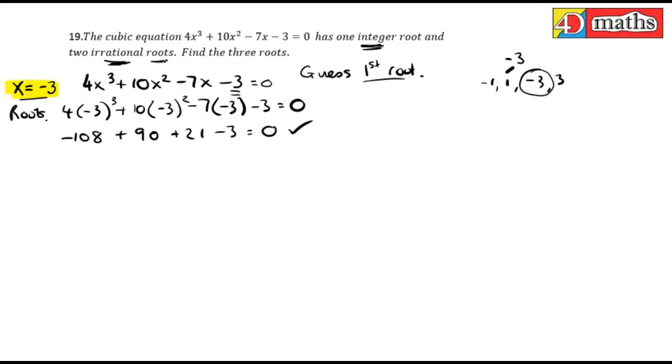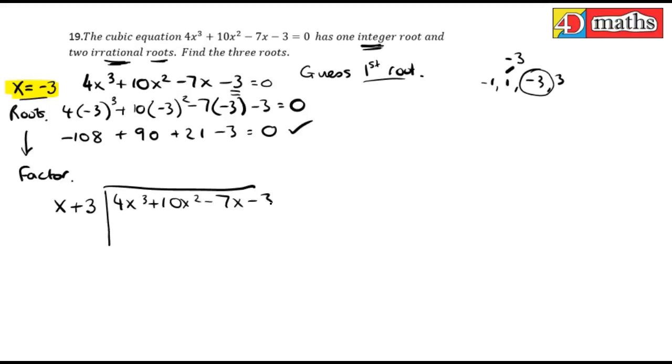In order to find the other roots then, what we do is we change this root to a factor. So this is going to be changed to x plus 3. And I'm going to long divide this into the cubic equation. Okay, so x into 4x cubed goes 4x squared times. You multiply 4x squared by x plus 3, 4x cubed plus 12x squared. You then change the sign, so this becomes a minus and this becomes a minus.